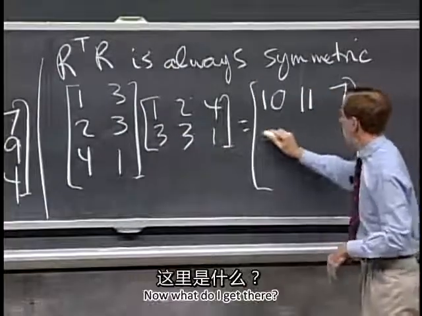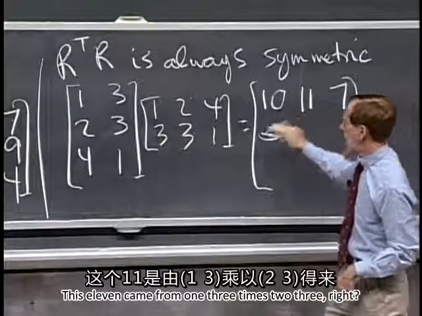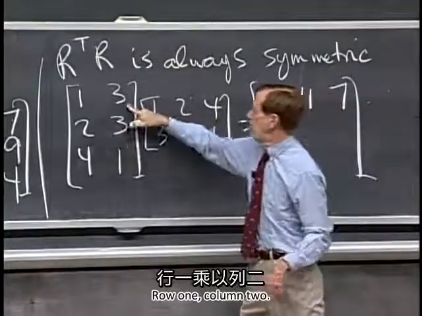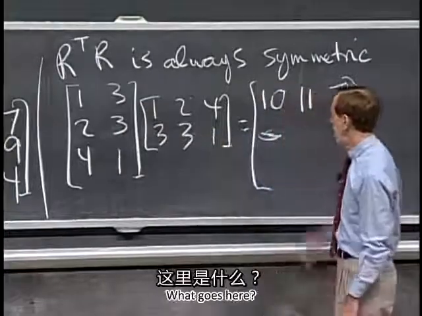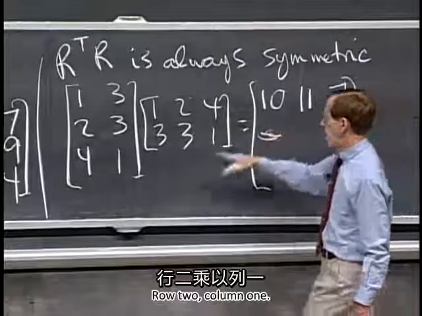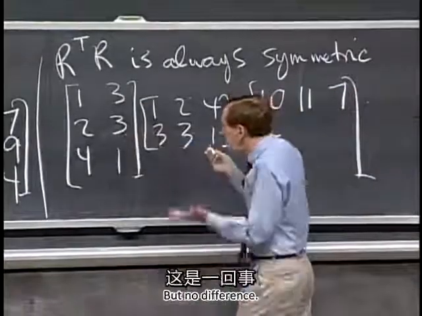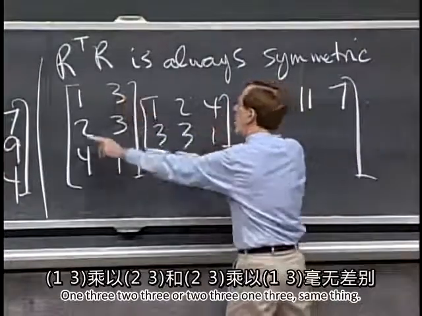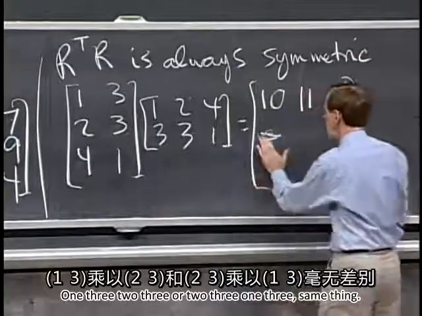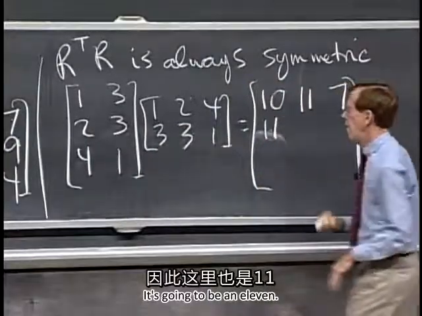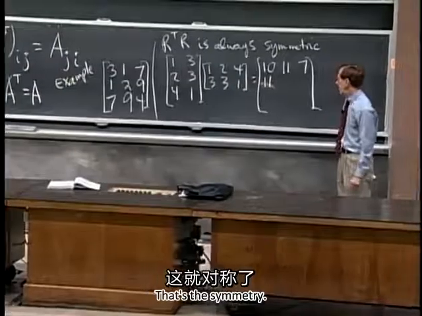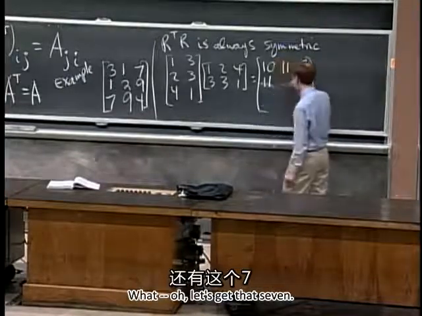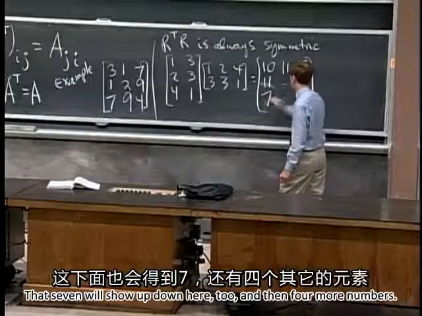Now what do I get there? This 11 came from (1, 3) times (2, 3), right? Row 1, column 2. What goes here? Row 2, column 1, but no difference. (1, 3)(2, 3) or (2, 3)(1, 3), same thing, it's going to be an 11. That's the symmetry. I can continue to fill it out.